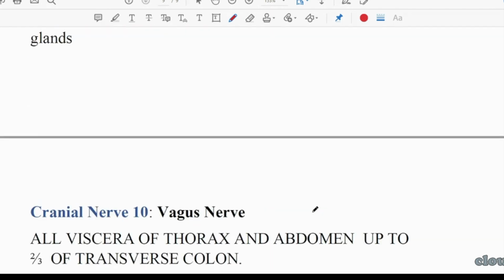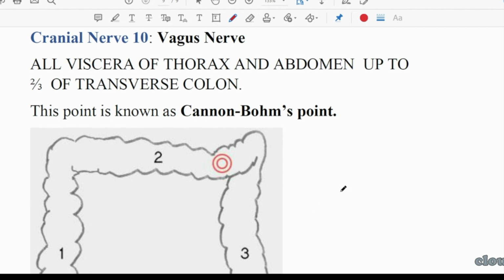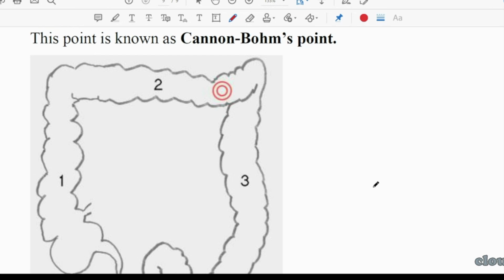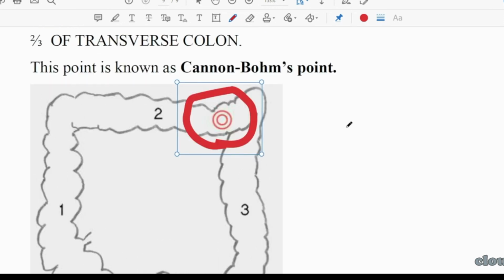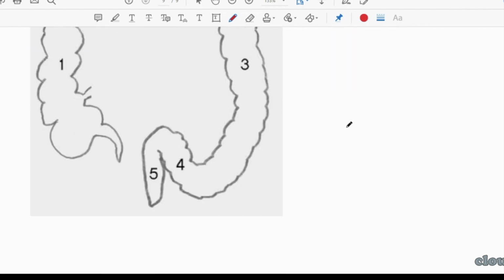The last thing to talk about is cranial nerve 10, or the vagus nerve. The vagus nerve provides parasympathetic innervation to all viscera of the thorax and the abdomen up to two-thirds of the transverse colon. This point is known as Cannon's point, which is frequently asked about. Once again, to reiterate, it is at two-thirds of the transverse colon.